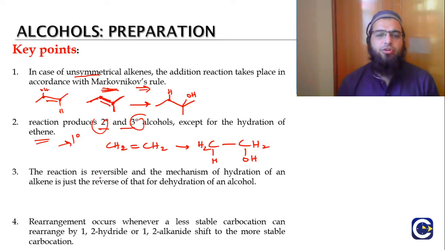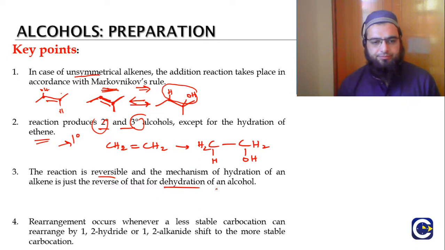The reaction is also reversible. That is, if the product of the hydration of alkene is alcohol, then in the dehydration of this alcohol, if we remove water from the alcohol, we will get the alkene back. So this is reversible. That's what has been written here, although dehydration is the reverse.